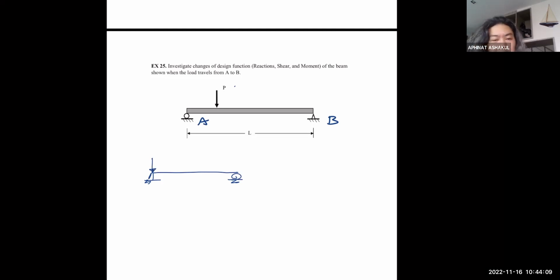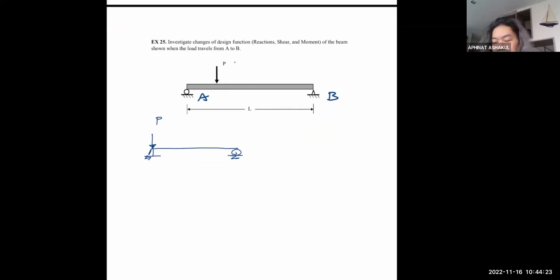Let's begin from the leftmost side of the beam. The load P is now on the support. What would be your reaction? I think without further ado, you should know that your RA is now equal to P, right? And RB, well, if RA is equal to P, RB will be equal to 0, right?